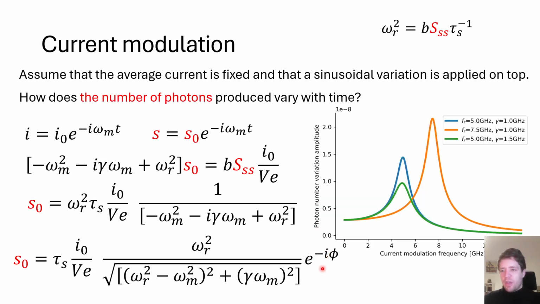Now, if you actually graph this out, we're going to get functions that look a little bit like this. So here you can see the blue curve is for a resonance frequency of 5 gigahertz and a decay parameter of 1 gigahertz, while the orange one is for a 7.5 gigahertz resonance. You notice that it's both shifted to the right, but also has a higher peak right here, indicating that it responds more strongly to current being modulated at this particular frequency. It causes a larger variation in the photon number coming out. We also see that if we increase the dampening parameter, we get a lower peak and a faster decay towards zero for higher frequencies.